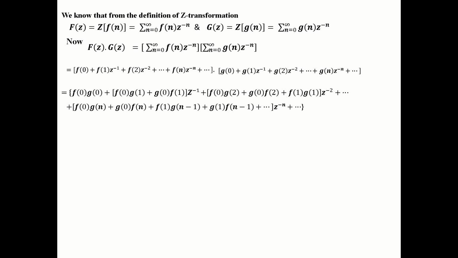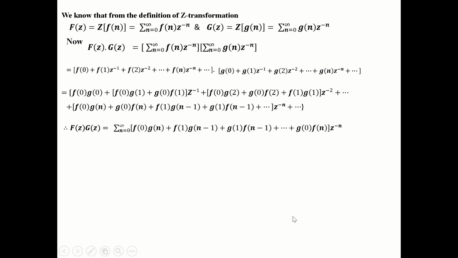Then z power minus n, plus etc. Therefore, F(z)G(z) is equal to summation n equals 0 to infinity. I am taking the nth term. Whenever you are grouping a series in the summation, you take the nth term and put the summation notation. That's all. So here the nth term is f(0)g(n) plus f(1)g(n minus 1) plus etc. etc. g(0)f(n) into z power minus n. So put the summation notation, which is equal to summation n equals 0 to infinity.